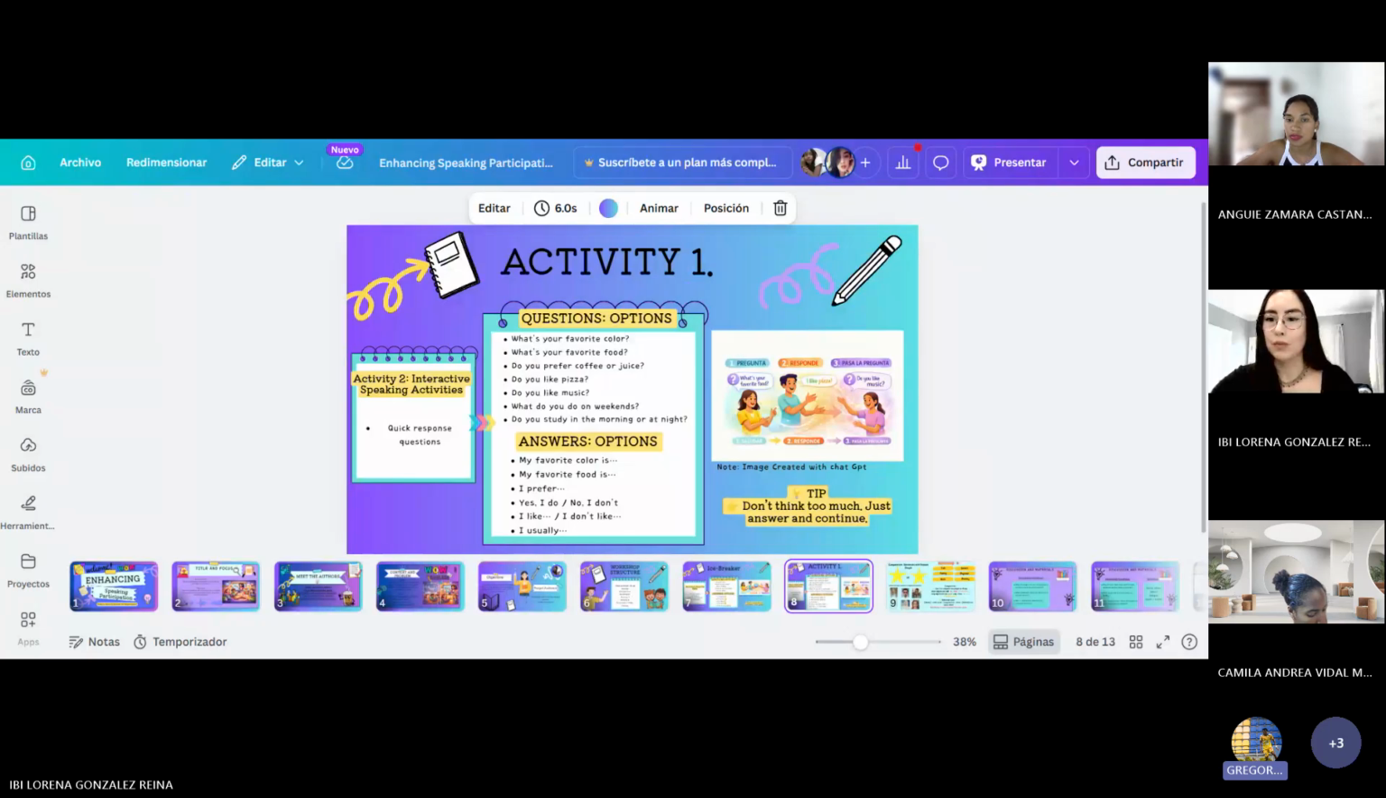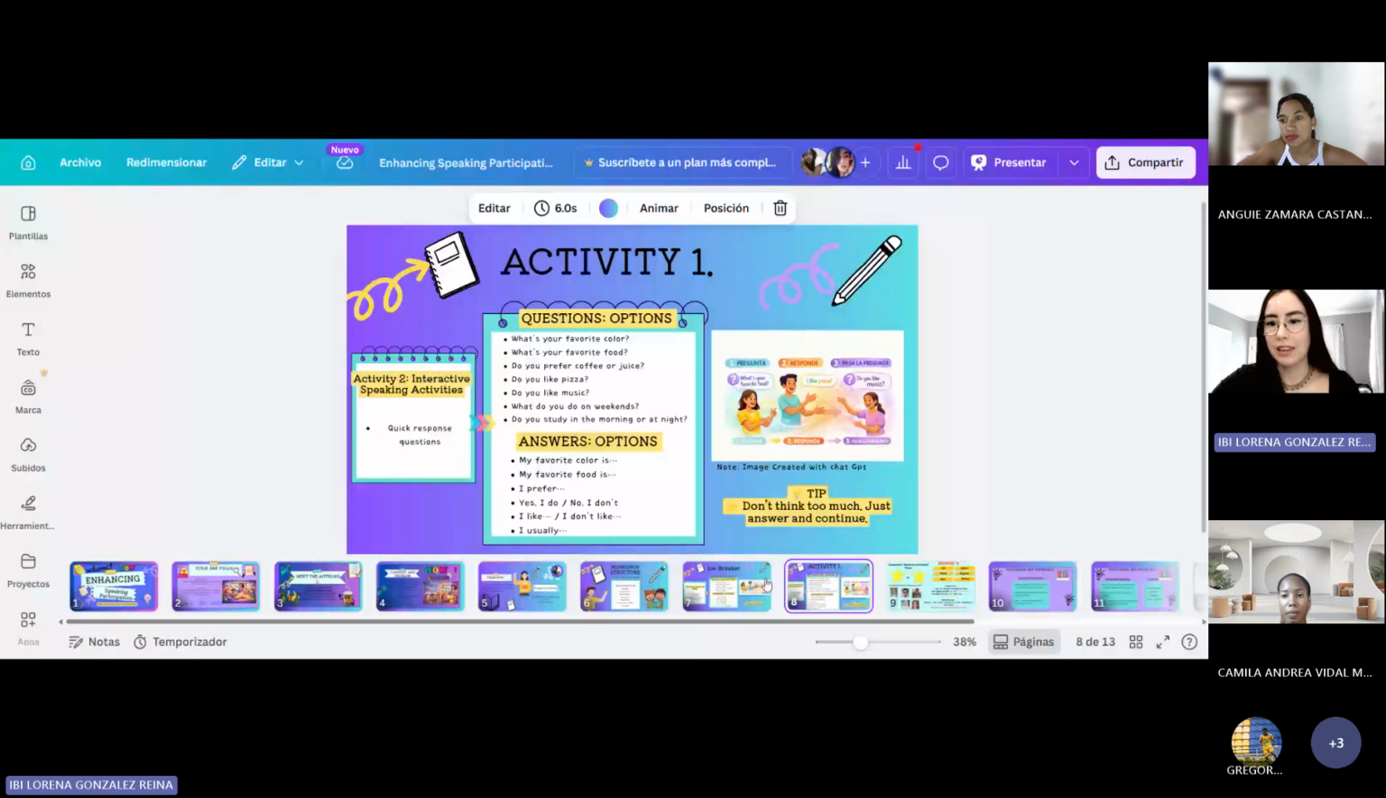This type of activity helps students feel more confident because it's simple and familiar. Thank you, Gregory. So let's continue with activity 2.